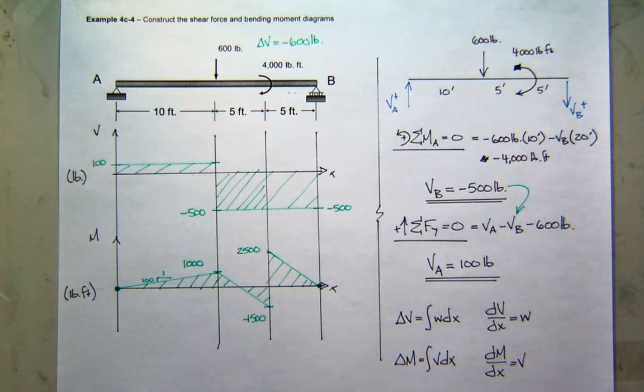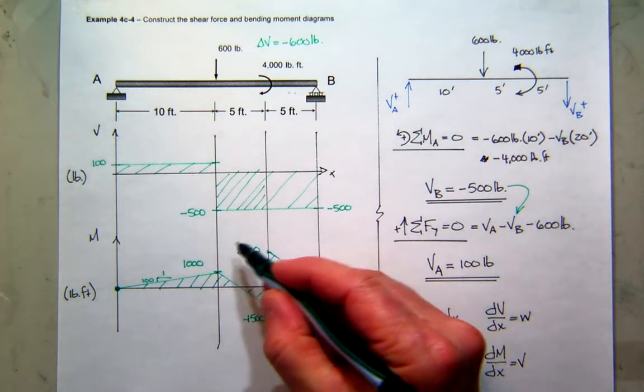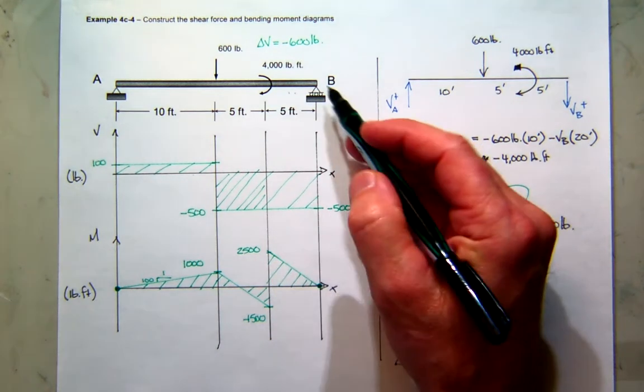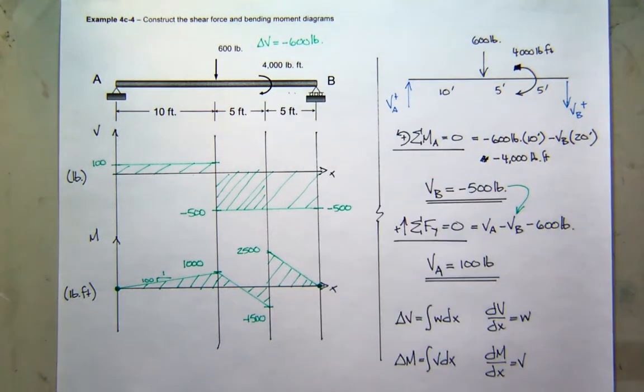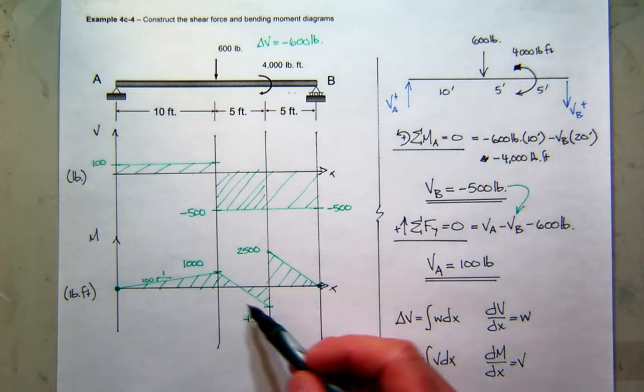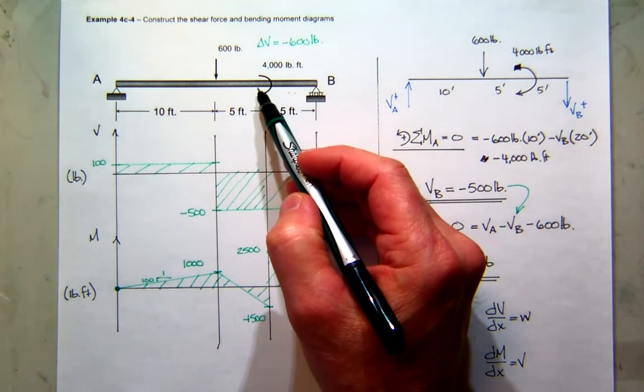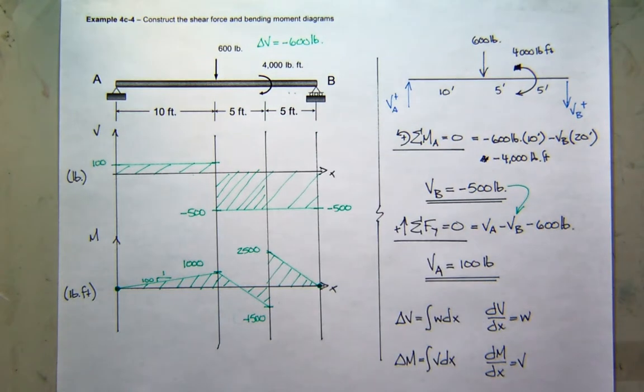So what is the maximum moment in this beam? 2,500, and it occurs where? Just to the right of the applied couple. What's the maximum negative bending moment? Negative 1,500, and it applies just to the left of the couple.